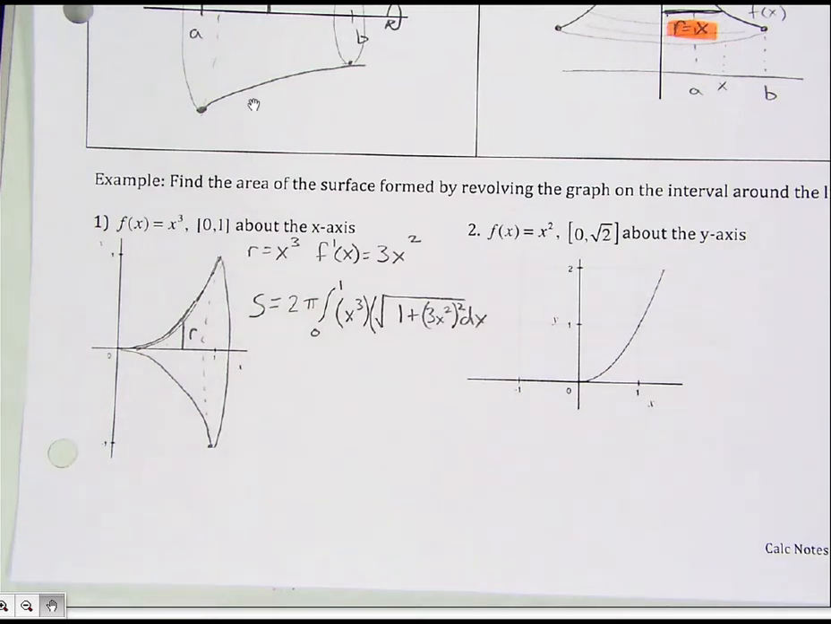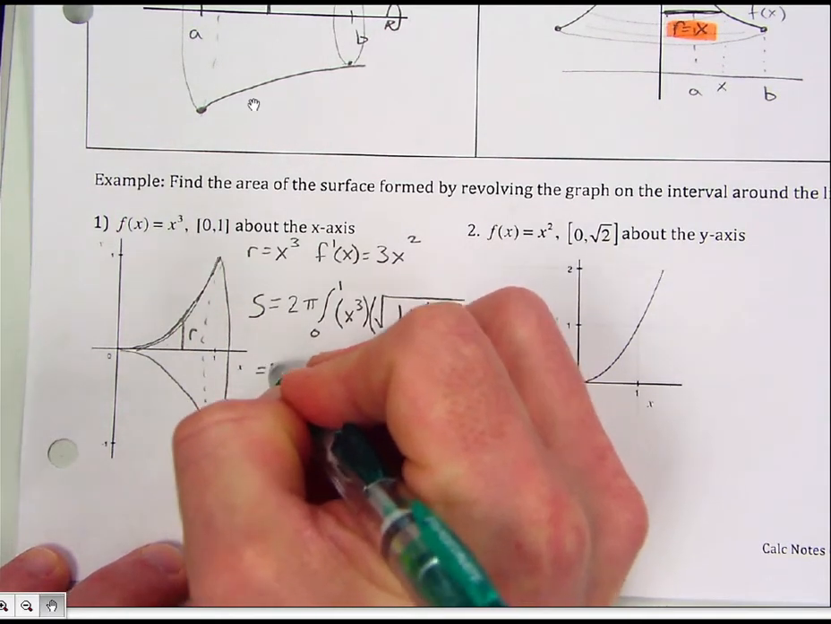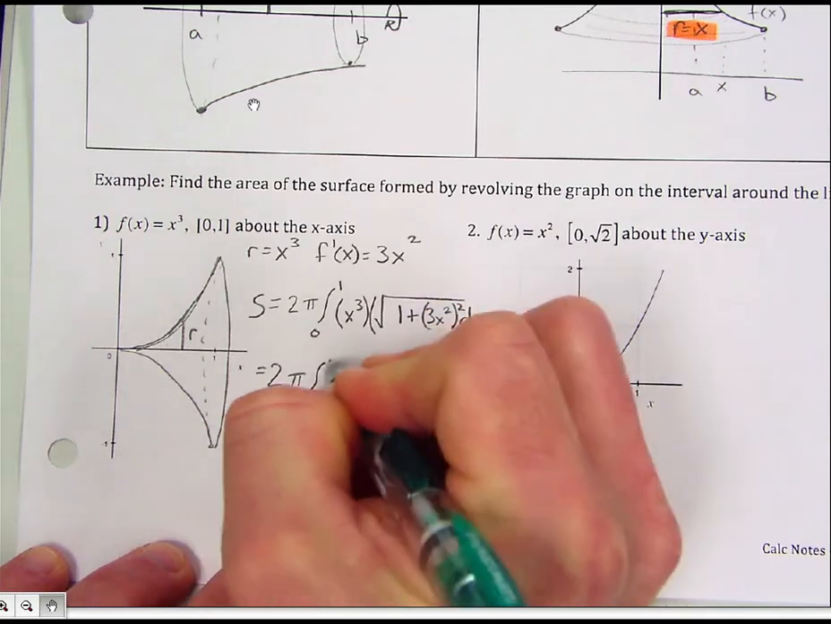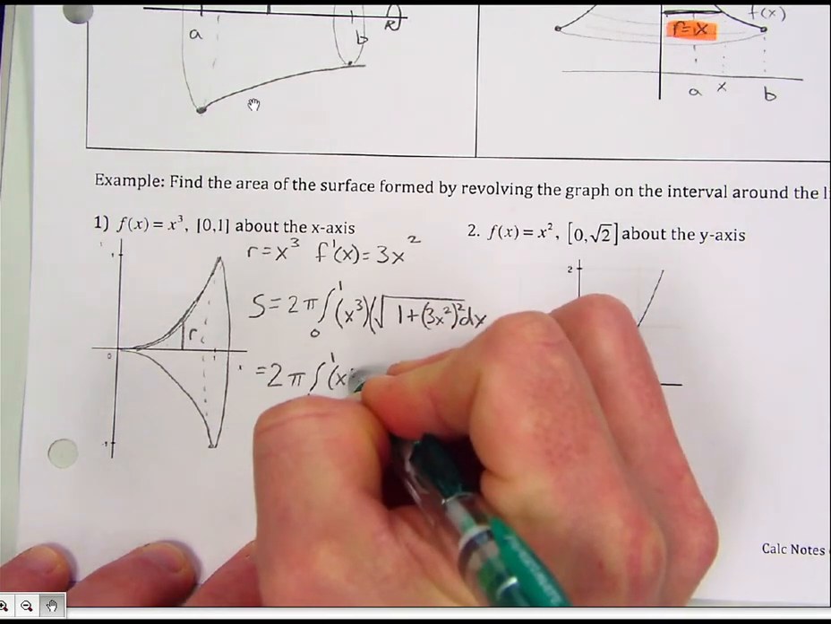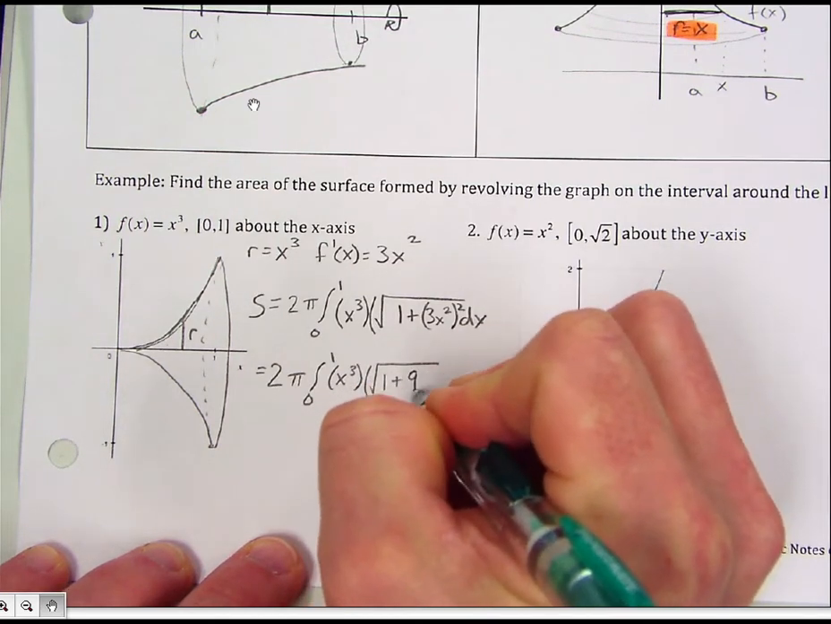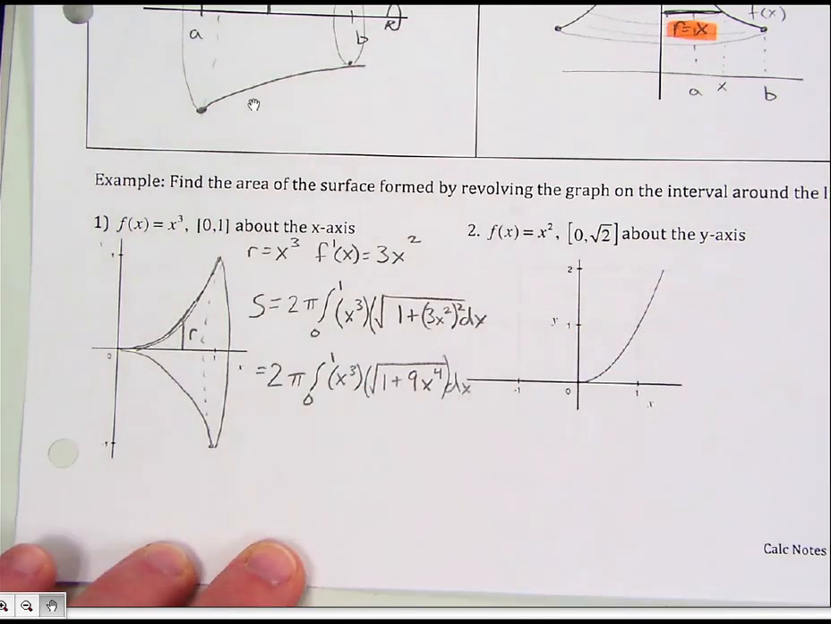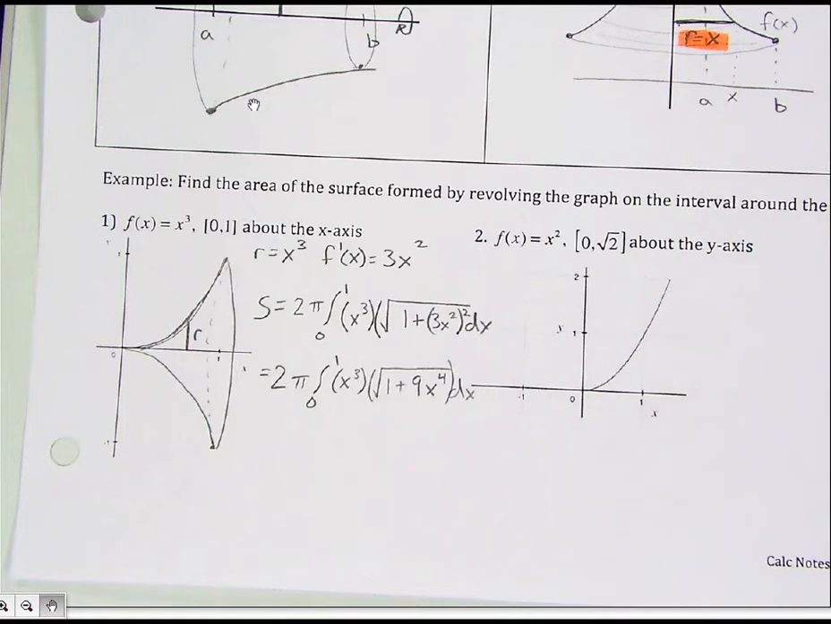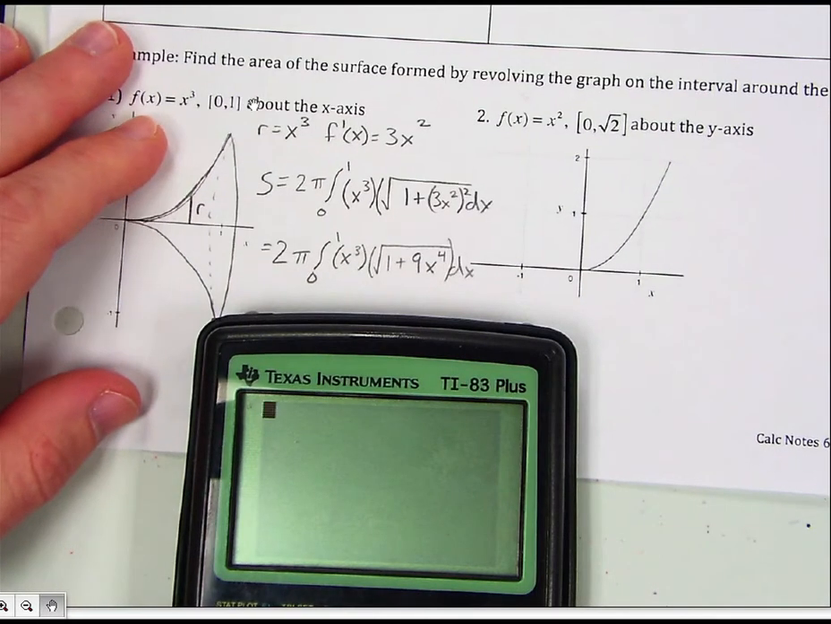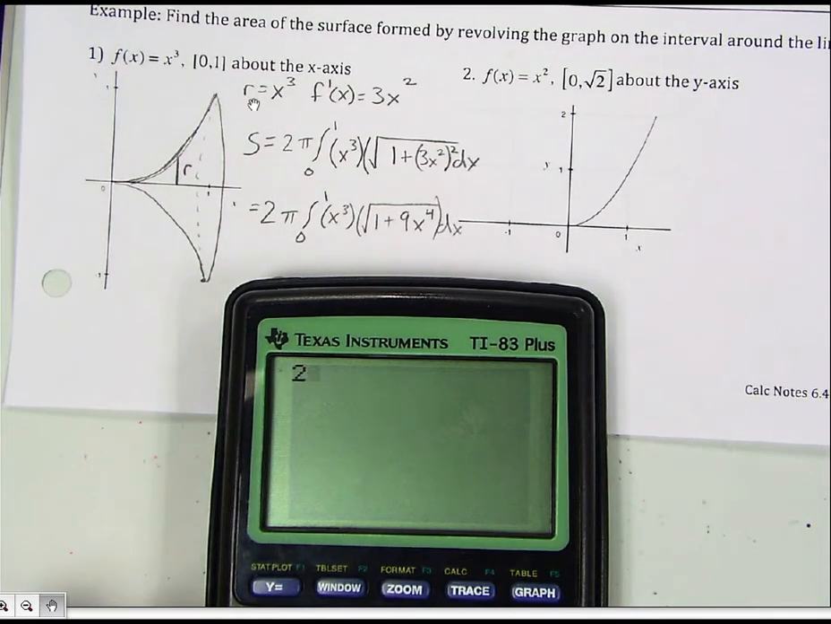So now you can put this straight into your calculator. You could square it if you want to make it a little bit easier on yourself, typing it in. So 9x to the 4th here. All right, so we're going to have 2 pi. Yeah, we could do the 2 pi at the end.